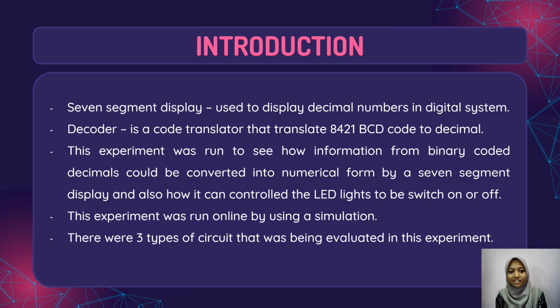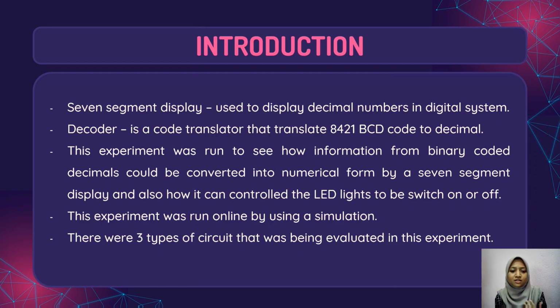A brief introduction about this experiment. Firstly, 7-segment display is used to display decimal numbers in digital systems. Meanwhile, a decoder is a code translator that translates 8421 BCD code to decimal. These two devices are used in this experiment.